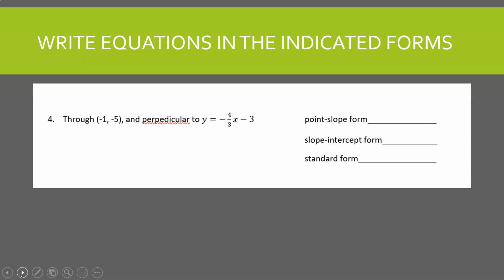This time, we go through -1, -5, and we're perpendicular to y equals -4/3 x minus 3. This is spelled wrong. So I have my slope. I flip that upside down, change the signs, so we have 3/4. So I have y plus 5 equals 3/4 times the quantity of x plus 1. I'm going to simplify this.